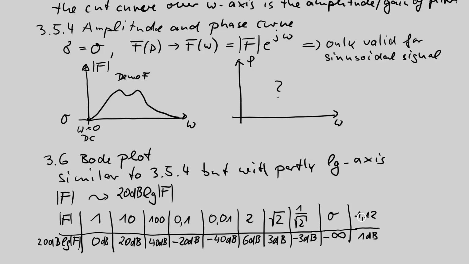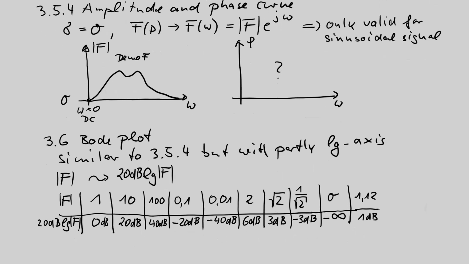So if you want to hide large changes here, just draw it as a dB curve. Then you can hide and make your presentations in a good way if you want to display large changes with small curve changes. Okay, these are some points.